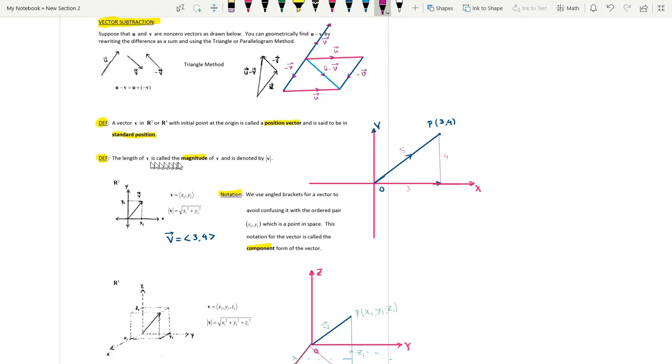So if you have a vector v, then its magnitude is denoted by the absolute value of v, and the magnitude of v would be the square root of x1 squared plus y1 squared. We apply the Pythagorean theorem here. Now a vector is normally represented by angle brackets, because when we write an ordered pair we normally use parentheses. So to get rid of confusion, we normally write using the angle bracket.